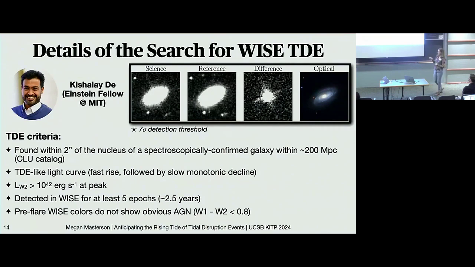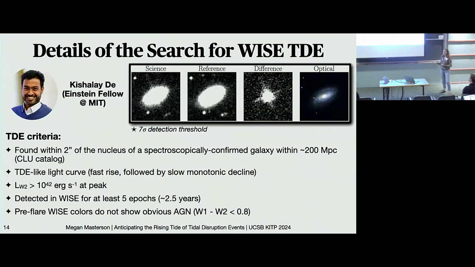So first, we restrict to nuclear sources. For our first volume-limited sample that I'm going to discuss today, we restricted to galaxies within 200 megaparsecs, and these are all spectroscopically confirmed galaxies. And we restricted to things that had a TDE-like light curve, so something that shows a fast rise followed by a monotonic and slow decline.